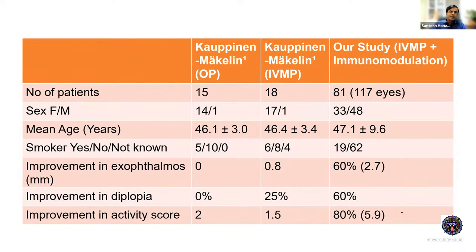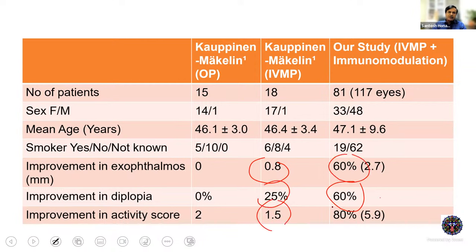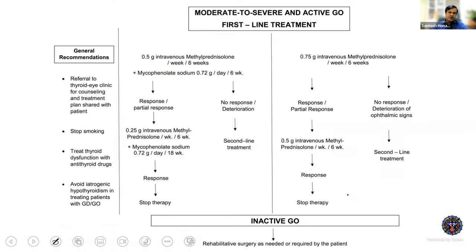If you look at the previously published studies which have used oral prednisolone and intravenous methylprednisolone, you can see that there is a huge difference. Although the numbers may not be comparable, the earlier series had 15 and 18 patients respectively, you can see that improvement in exophthalmos is impressive, improvement in diplopia is impressive, and improvement in activity score is also impressive when you combine intravenous methylprednisolone with immunomodulation.